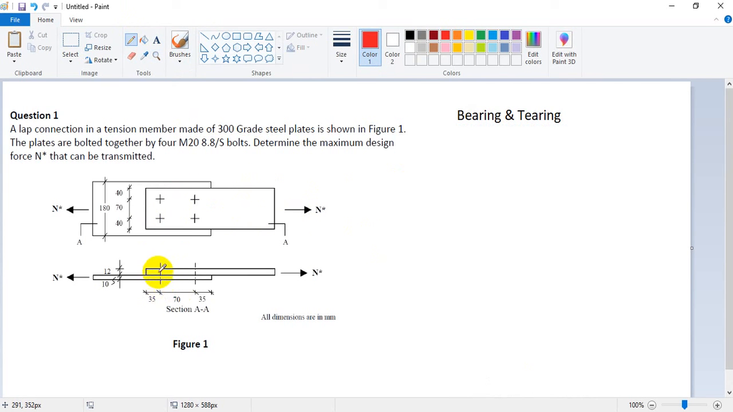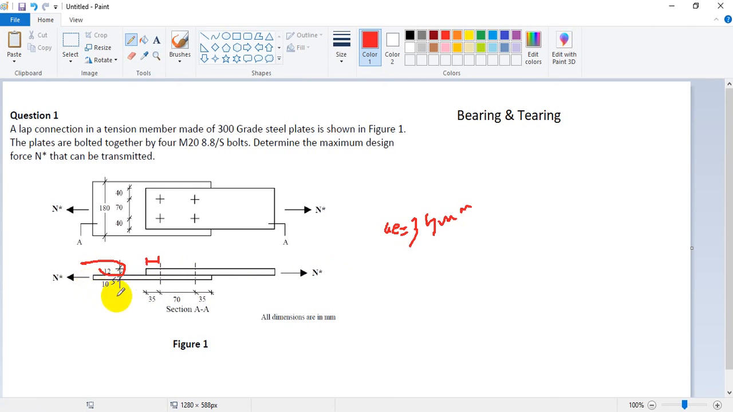The edge distance, as you can see, is 35 millimeters. It's this one or that one, it's the same thing. Instead of 55 millimeters, we have 35 as an edge distance. The other one, we have two thicknesses. The thickness of the top plate is 12 millimeters, and the thickness of the bottom plate is 10 millimeters.